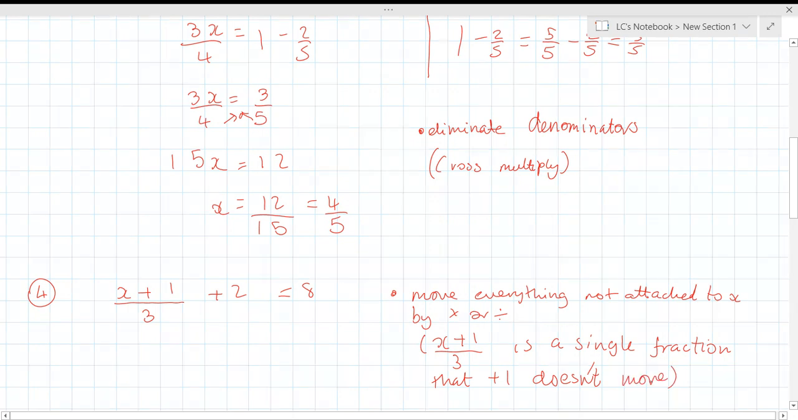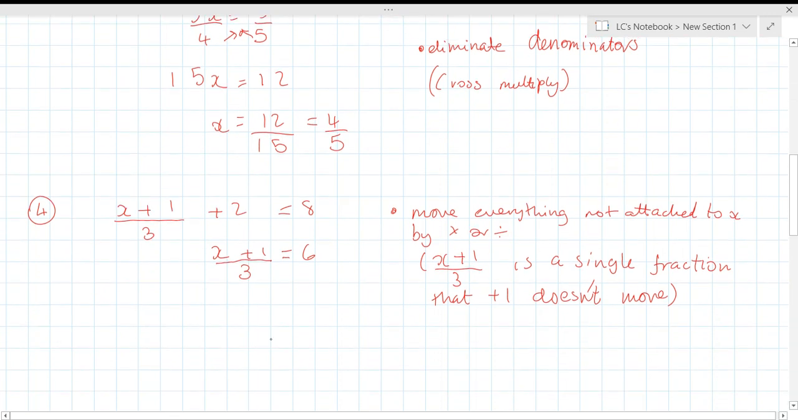Okay, so the only thing that's going to move in this case is that 2. 2 is coming over to the other side, is equal to 6. What I get is x plus 1 over 3. Again, to eliminate the fractions, I'm going to cross multiply. That 3 is coming up to meet the 6, so that's 18 is equal to x plus 1. X is equal to 17.